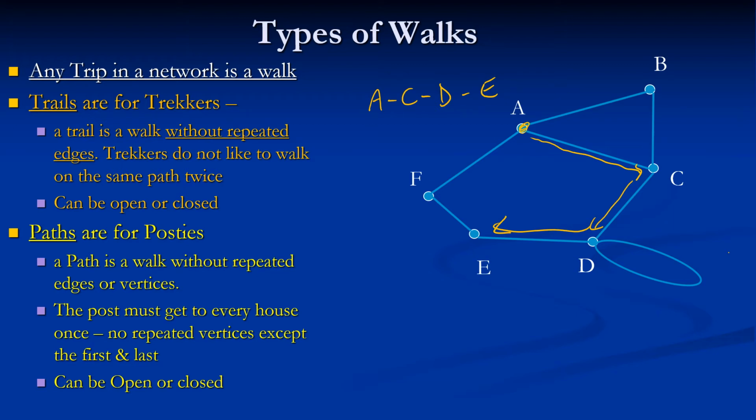So a trail is for a trekker. They just like to wander around and not repeat edges. Now this is an open trail. If I were to close this up, I would just return to base without repeating any edges. So I would go A to C to D to E to F. So that one is open, and this one is a closed trail.